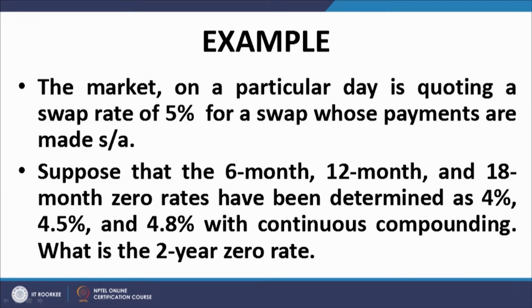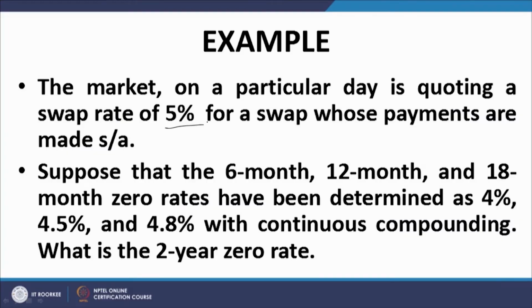What is the 2-year zero rate? Now, the swap rate of 5% means what? It means if the face value is 100, then a coupon of 2.5 at the end of 6 months and a coupon of 2.5 at the end of 1 year would mean that the bond would be quoting at par. So, that is what is meant by the swap rate. A swap rate is that rate at which, if semi-annual payments are made at half of that rate, the bond would be quoting at par.